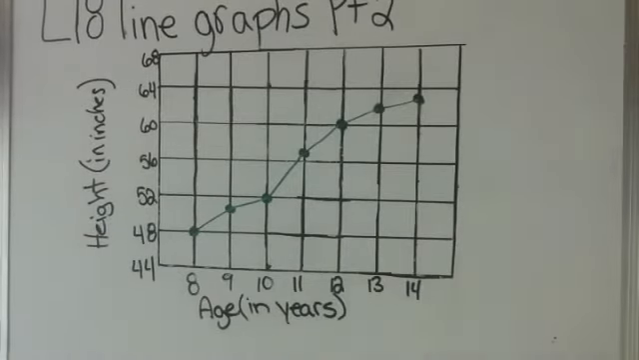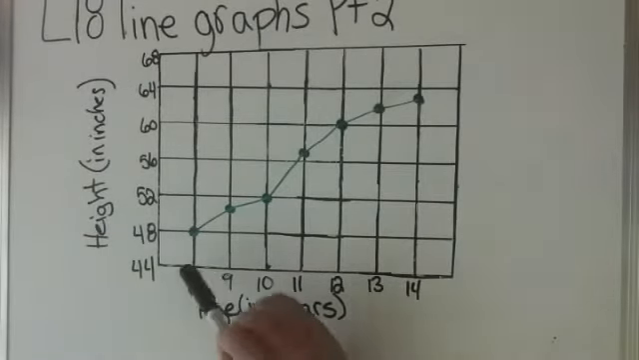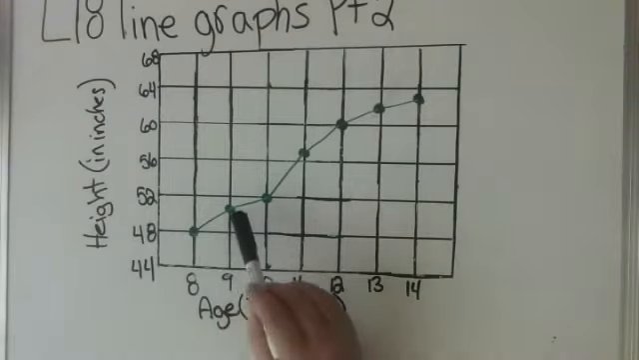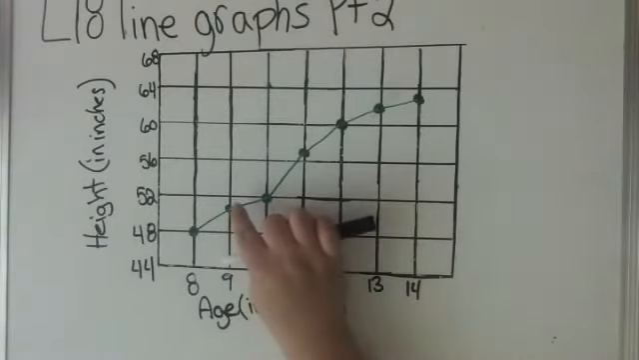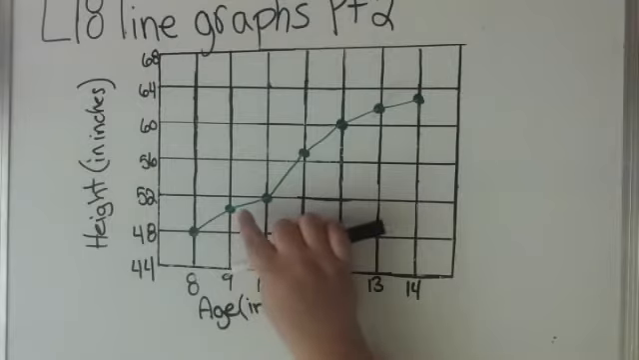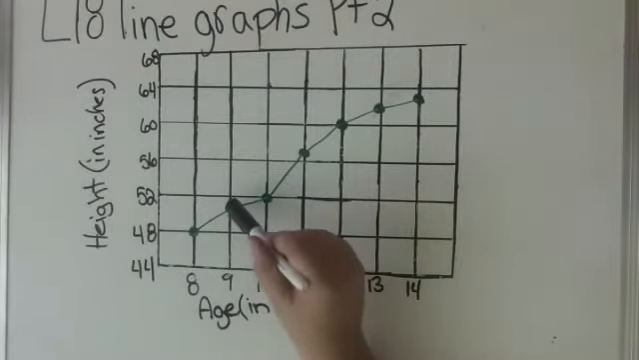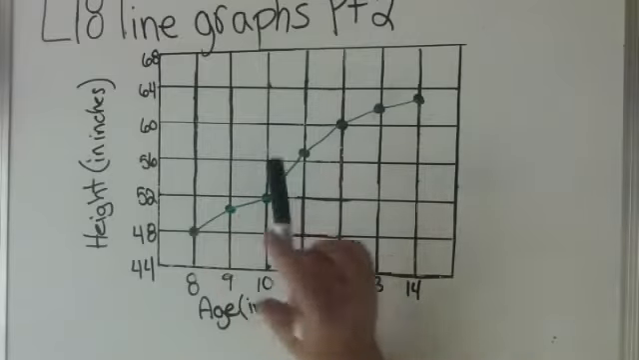So Maggie, at age 8, was 48 inches tall. At age 9, she was probably about 51. So when you're not hitting an exact number like here, you kind of have to look at it and guess, oh, well, you know what? This is about middle and it's a little bit past middle. So maybe it's about 50, 51 inches Maggie is.